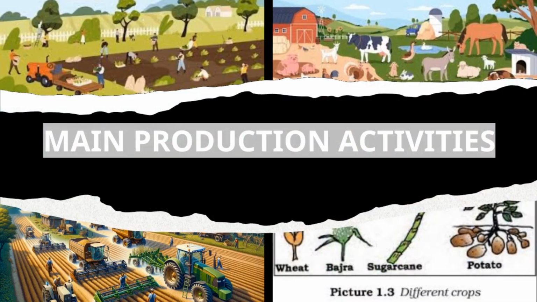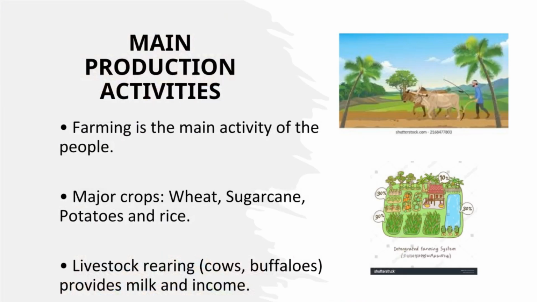Main production activities. Farming is the main activity of the people. Major crops: wheat, sugarcane, potatoes and rice. Livestock rearing, cows, buffaloes, provides milk and income.